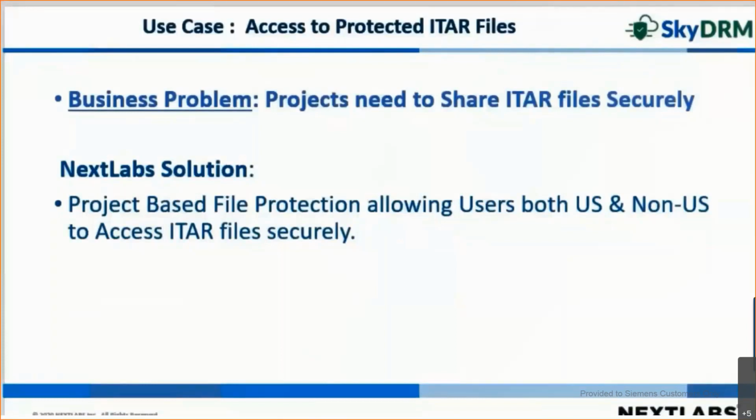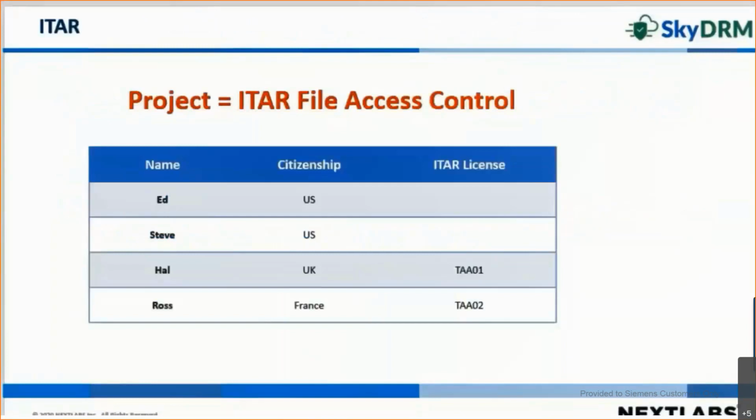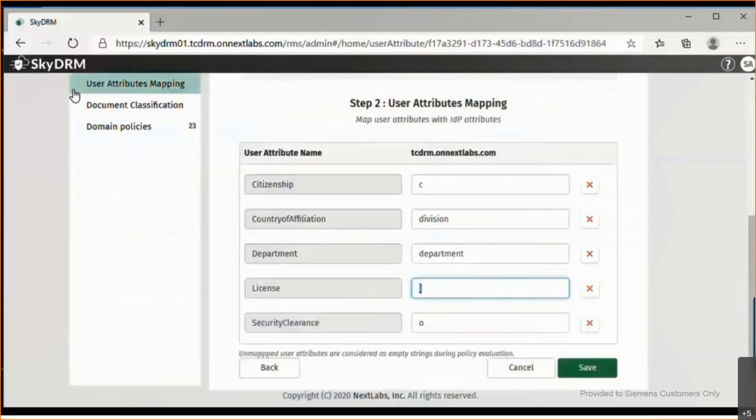So depending on who you are and your location, in this case, we have Ed, Steve, Hal, and Ross, 2 from the US, Hal from the UK, with an ITAR license of TA01, and Ross from France with TA02. Depending on those attributes and who you are, will dictate what you'll be able to see. So again, we're back to looking at the user attributes here. License is equated to within our Active Directory. So this way we have a correlation between our mappings for user attributes. So when the policy makes the decision dynamically, it can apply the proper tags to it for what they can and can't see, or rights to what they can and can't see on that particular file.